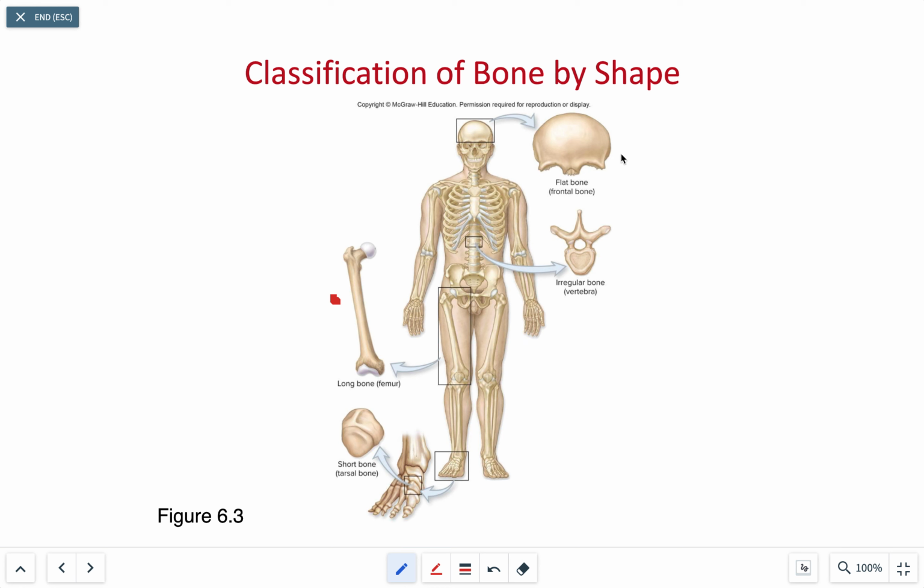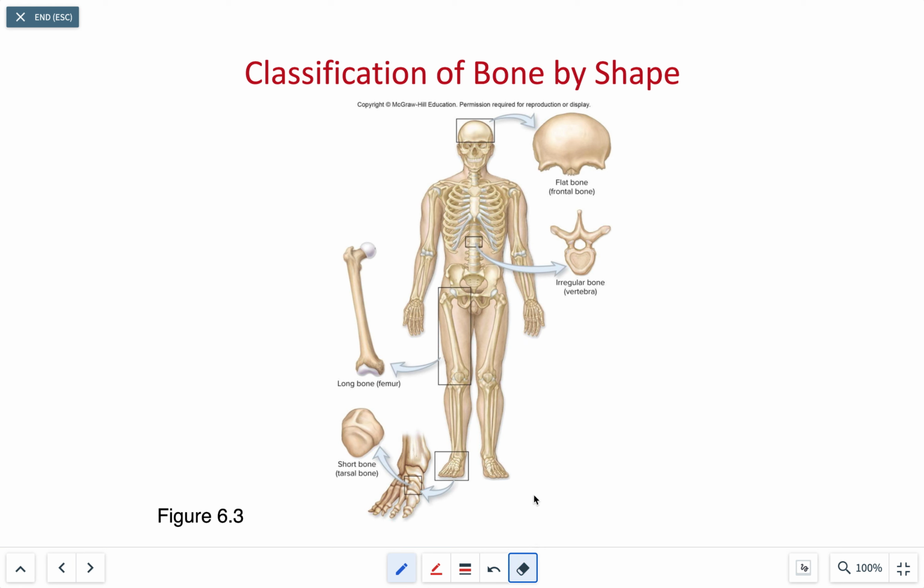The next one would be the flat bone. Flat bones are thin, roughly parallel surfaces. They form the roof of the skull. We see this in the sternum also. We see this in the rib cage, or the ribs are considered to be flat bones. And then on the posterior surface, we see the scapula is another example.